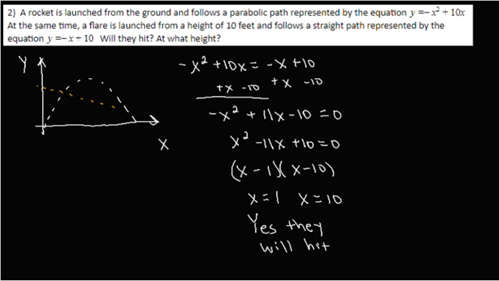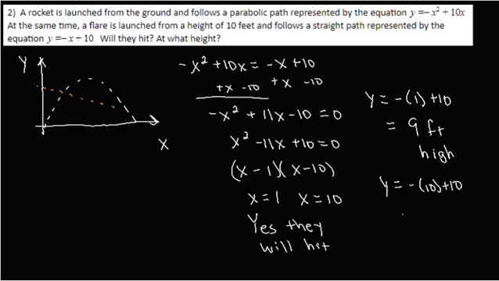And at what height will they hit? Well, they will hit when x equals 1 and when x equals 10. So we're looking at, they will hit at y equals, I'm going to use the easiest equation, negative 1 plus 10. So they will hit when y equals 9. So they will hit at a height of 9 feet. Again, going back to our complete sentences, they will hit at a height of 9 feet, and y equals negative 10 plus 10 and equals 0.